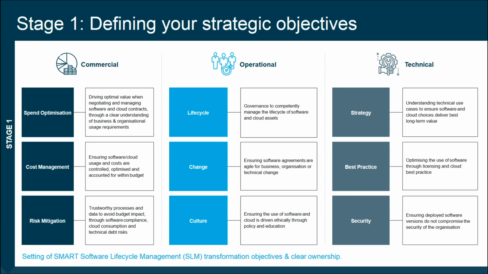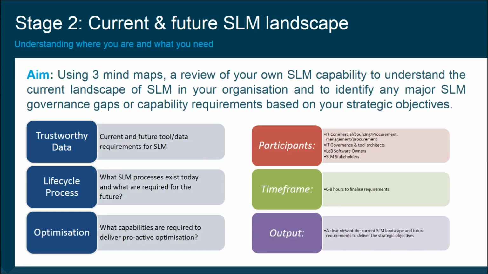So that's stage 1. Stage 2, current and future SLM landscape. Having defined our strategic objectives and being clear about what good looks like and the success criteria that sits around it, now we want to move to understanding where we are today and what our future SLM landscape needs to look like. We split this into effectively 3 areas, which are trustworthy data, lifecycle process and optimization.